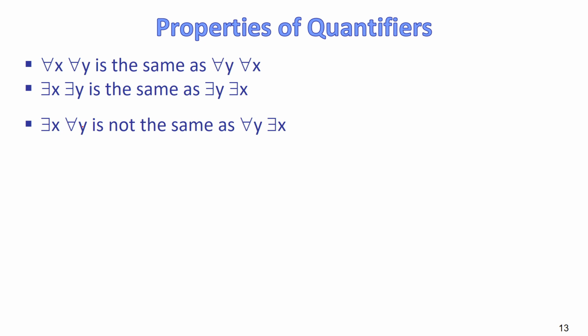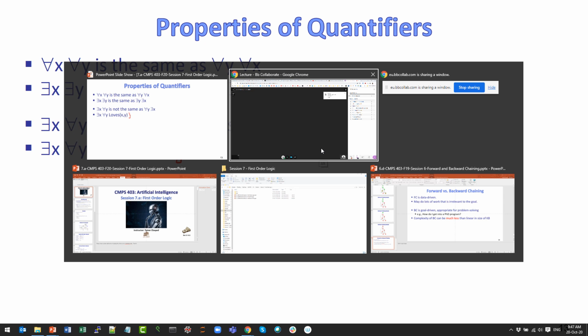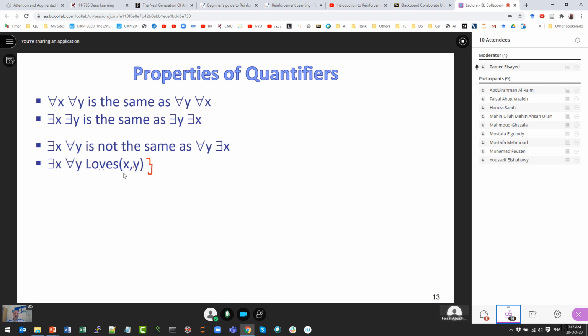So there exists x for all y is not the same as for all y there exists x. And here's an example. If I say there exists x for all y, x loves y. Okay, so what does that mean? If I want to interpret this sentence in natural language, how can I write it? Anyone? Yusuf?